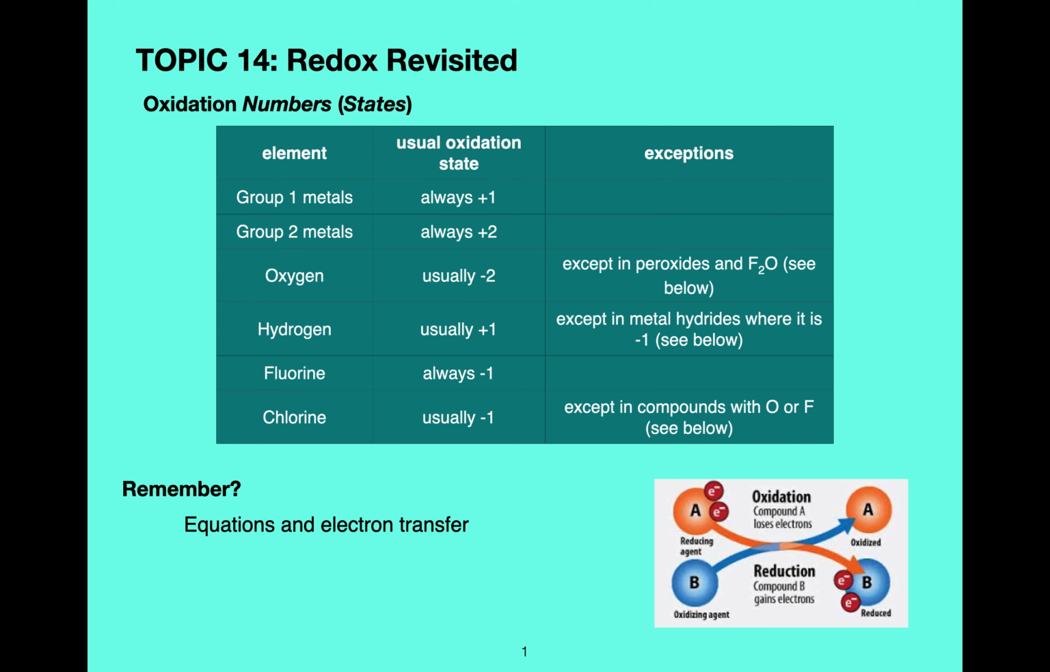Other things to remember. Equations, you have to write equations and half equations, ionic equations, and show how the electrons are transferred. So your half equations are going to be very important. Redox with stoichiometry, we can actually use redox, the number of electrons transferred, to help us balance equations. And titrations, you can do redox titrations in the same way as you can do acid-base titrations.